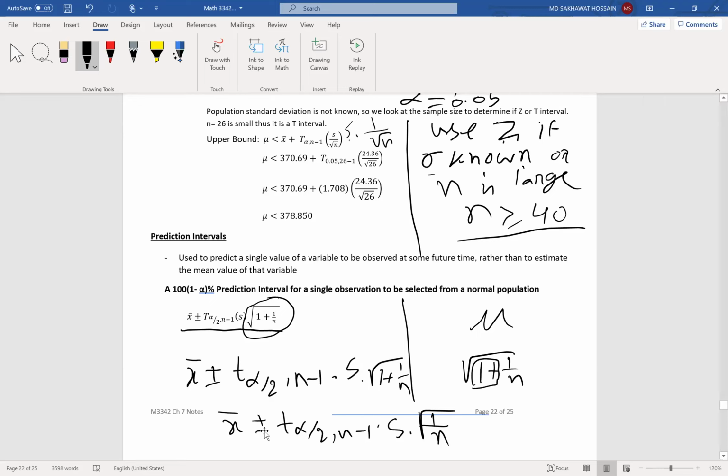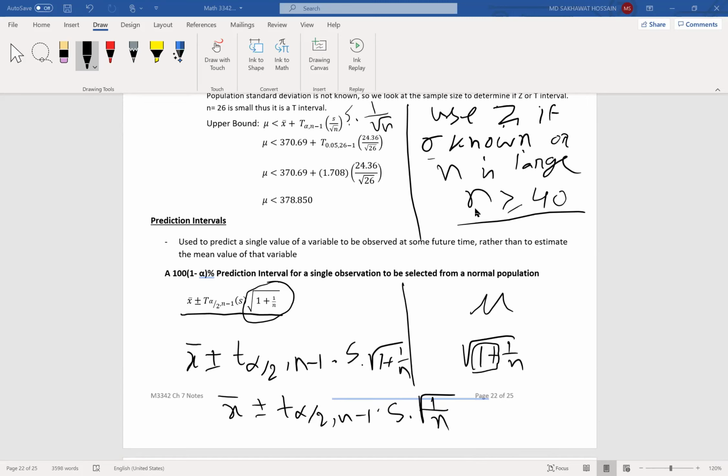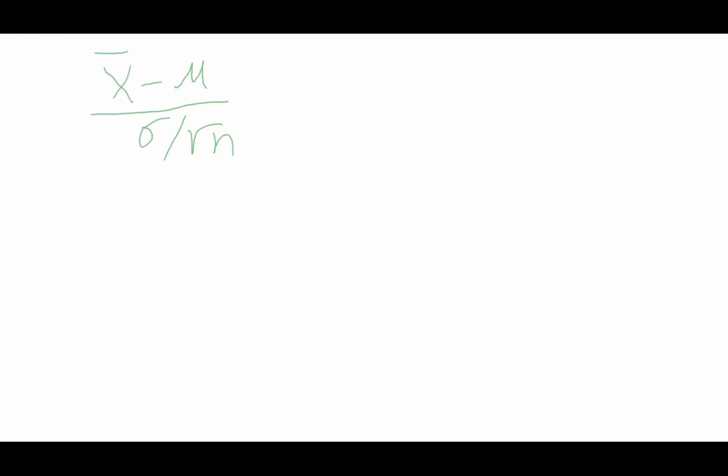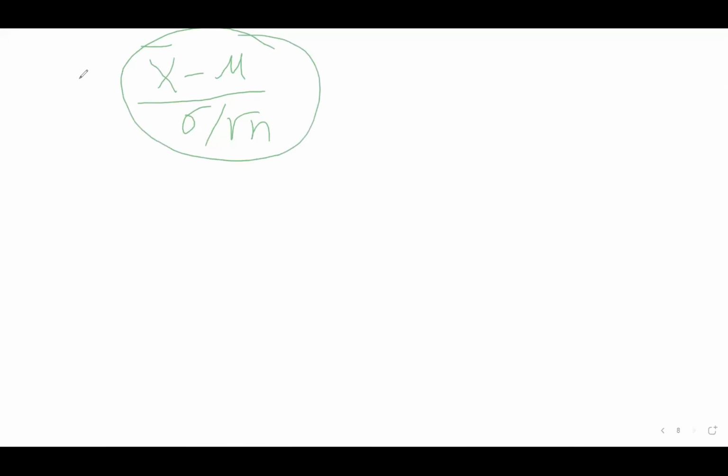So why do we have this one here? Why did we add this one with 1 over n? We added it because this is the prediction interval. I'm just giving you a little bit of an idea of the prediction interval, but I'm not going to derive it because it will take time. For the confidence interval, we use the statistic x bar minus mu over sigma over the square root of n, right?